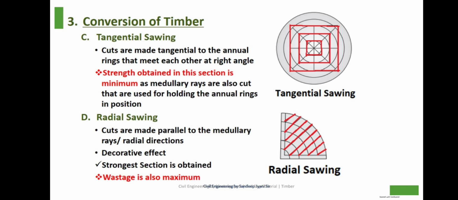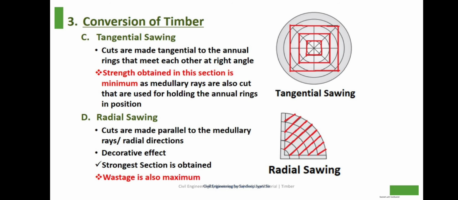C, tangential sawing. Cuts are made tangential to the annual rings and meet each other at a right angle. Strength obtained in this section is minimum, as medullary rays are also cut, which are used for holding the annual rings in position.